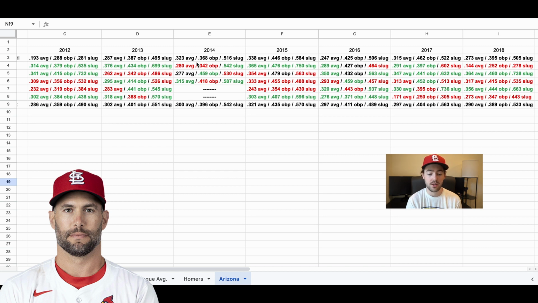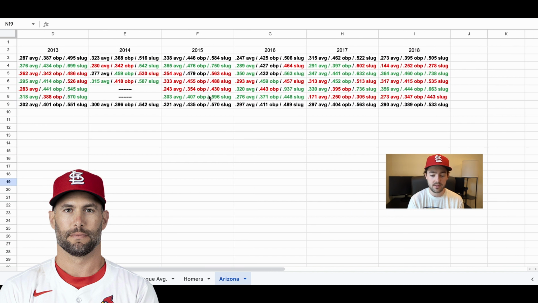I mean, obviously, 323 average, 368 on base, 516 slug. Those things took a little bit of a dip, but were still not horrible. But if we look at 2015, 16, 17, and 18, you can see that he did have a pretty good month to start all of those seasons as well.